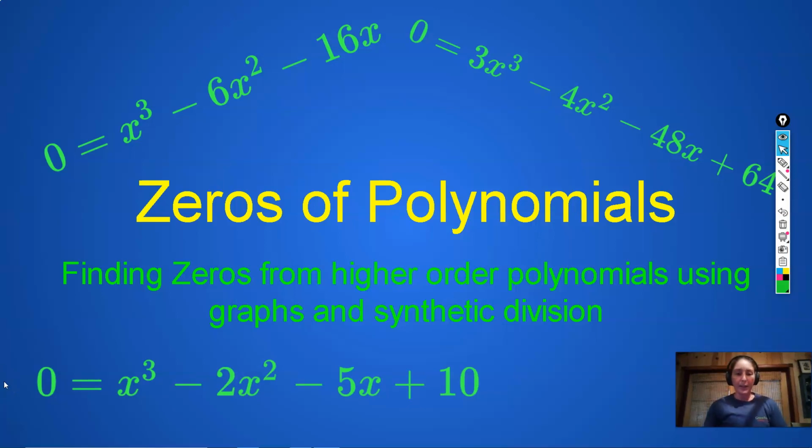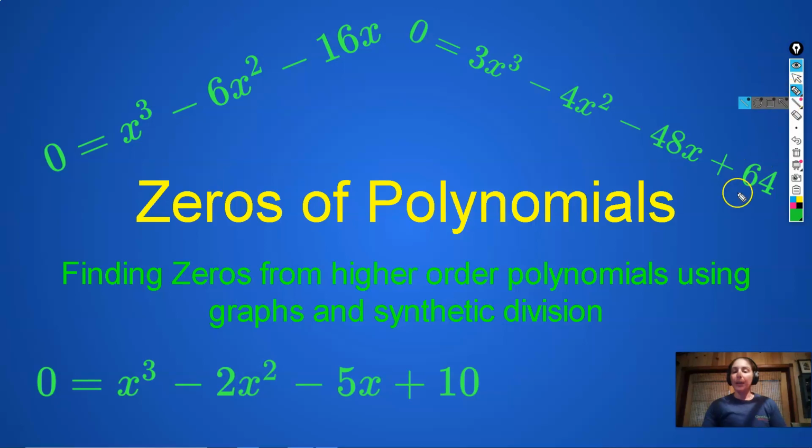Today we're going to be finding zeros from higher order polynomials using graphs and synthetic division. So if you watched the last video, we found zeros of polynomials. We found them from factors, we found them from graphs, as well as from quadratics. So this video is going to take a step upwards. Now we're going to look at finding zeros from equation form, and all of our equations are going to have higher than degree 2. We're going to use synthetic division to help us out here.